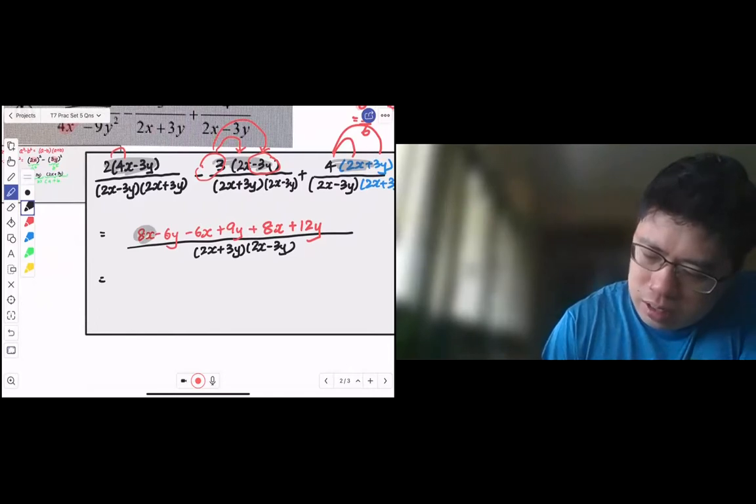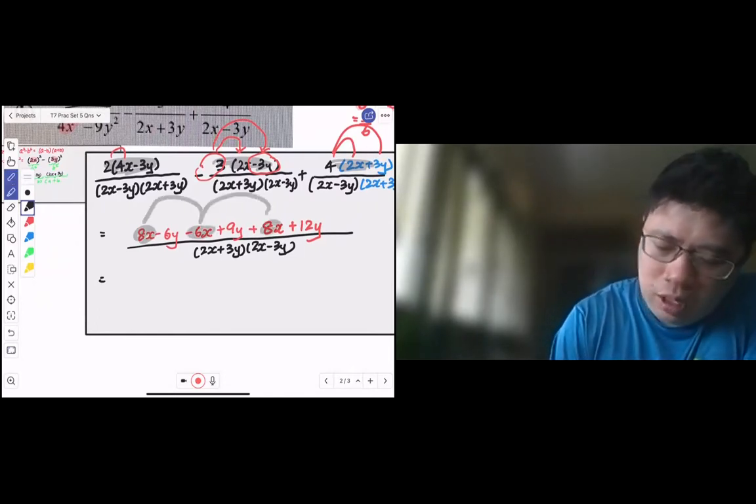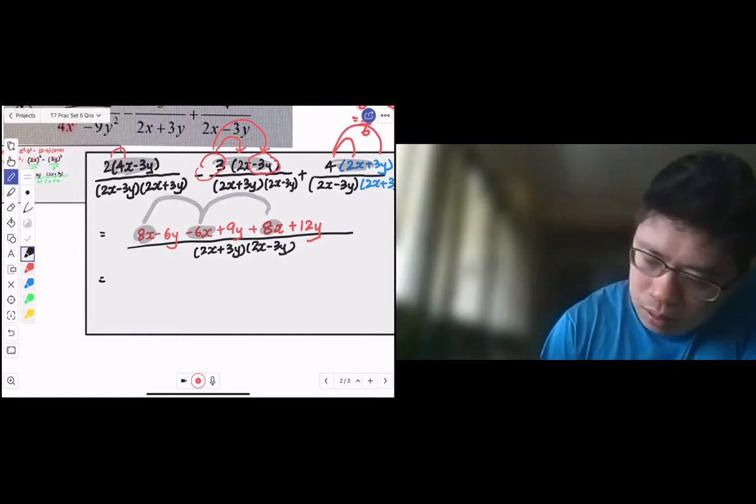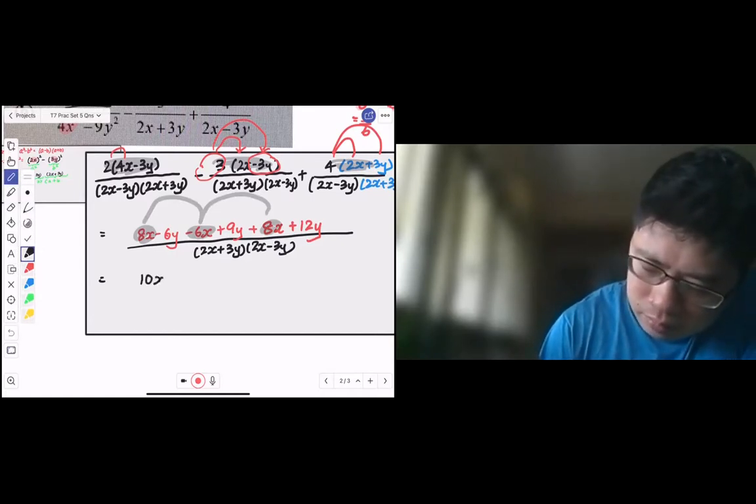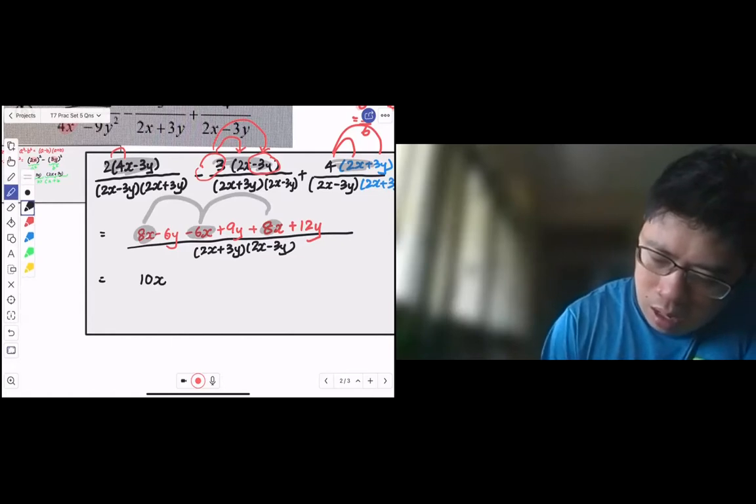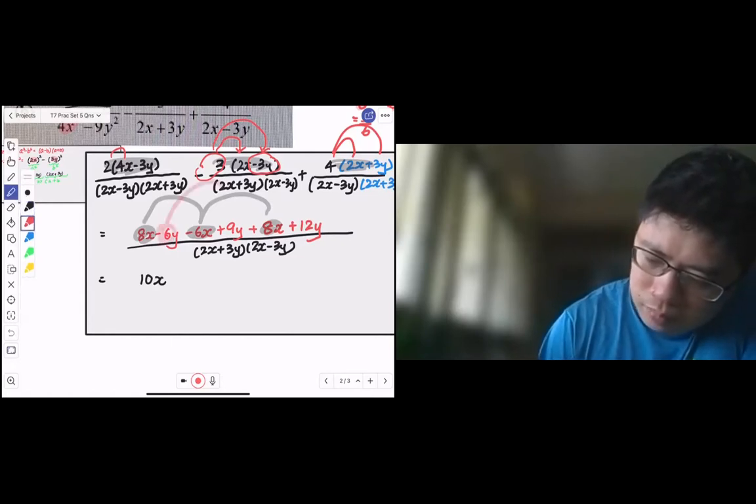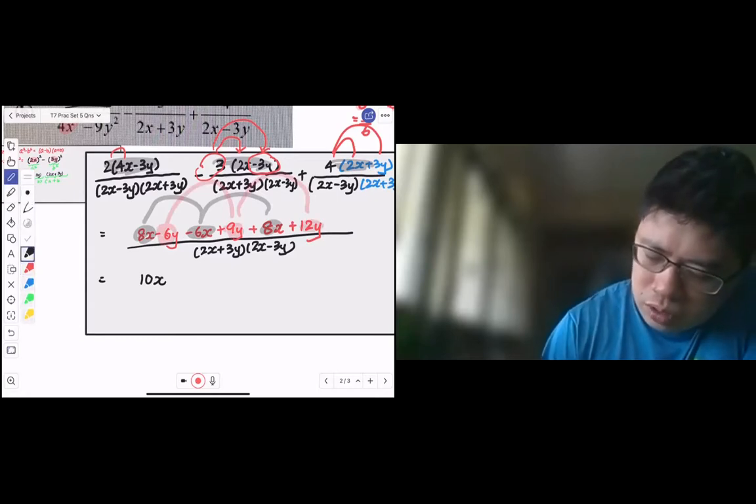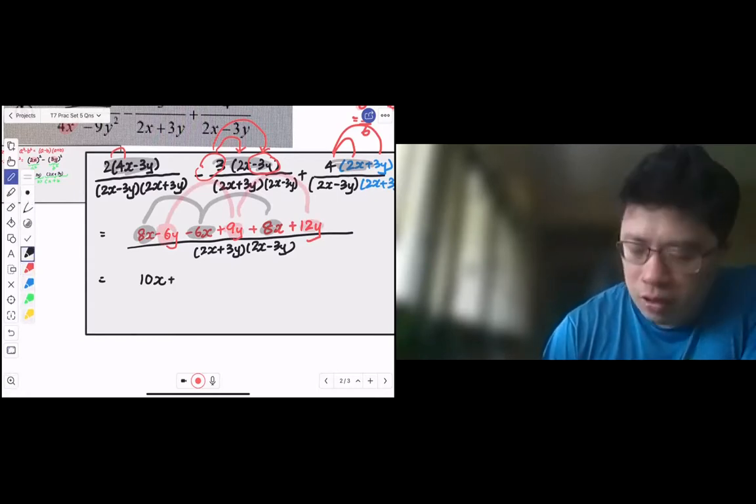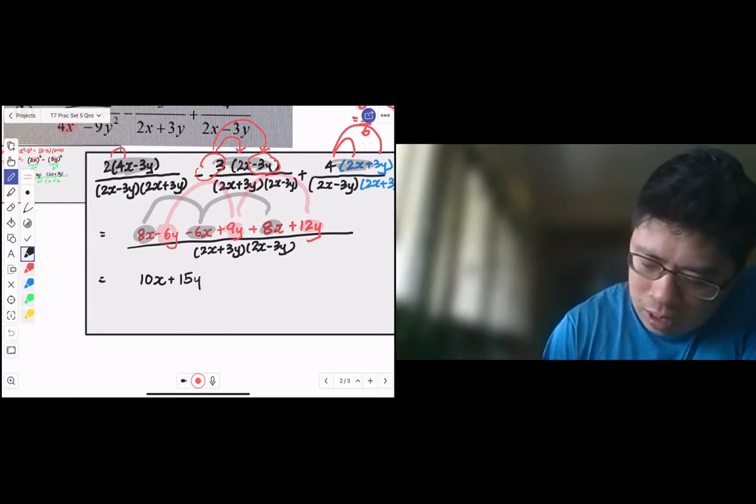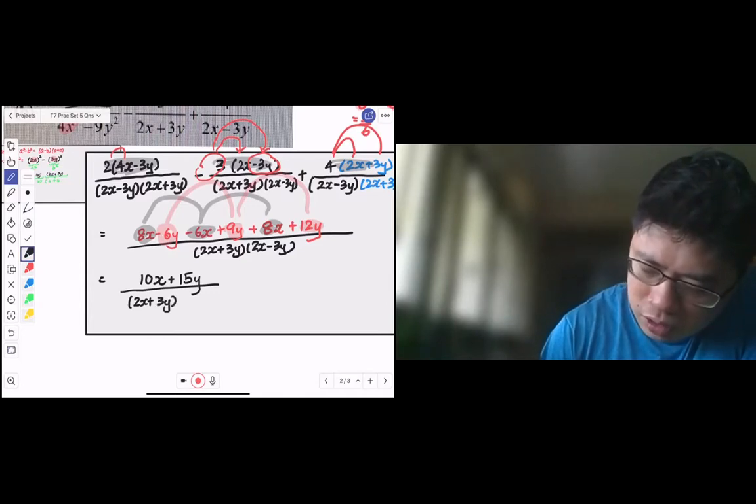Now, 8x minus 6x plus 8x. If I combine these together, eventually you're going to get 10x. Okay, negative 6y, positive 9y, positive 12y. If I combine this, that's also going to give me an overall of 15y. Again, you can see that the top seems to be factorizable. Okay, so that is the first section here.